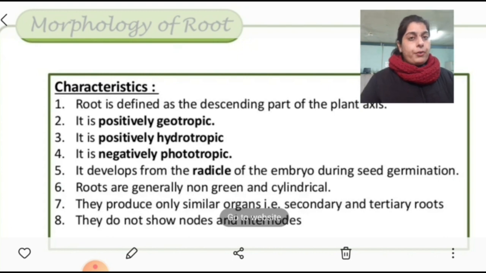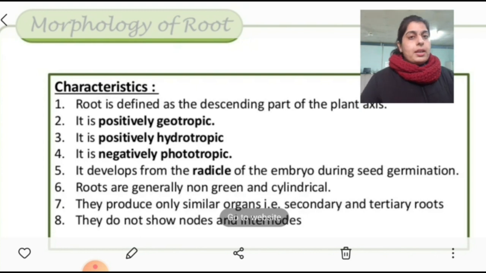This morphological identification is used for identifying and authenticating the part of the plant. So, if we have to identify the part of the plant, we must know the morphology of the part so that we can authenticate the part of the plant accordingly. In this topic, we will study about the morphology of root. As you know, morphology is very important for identification.